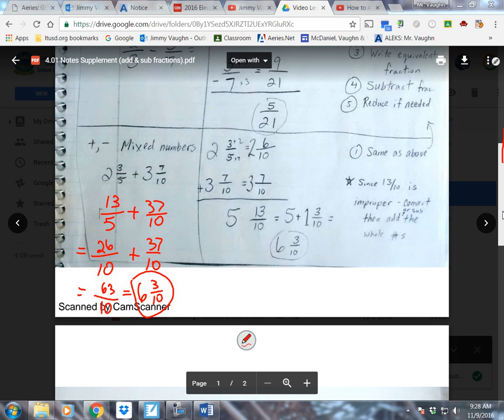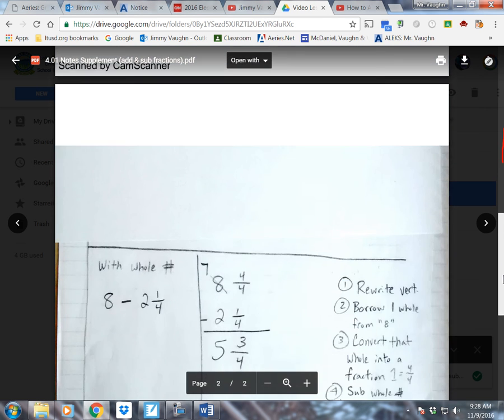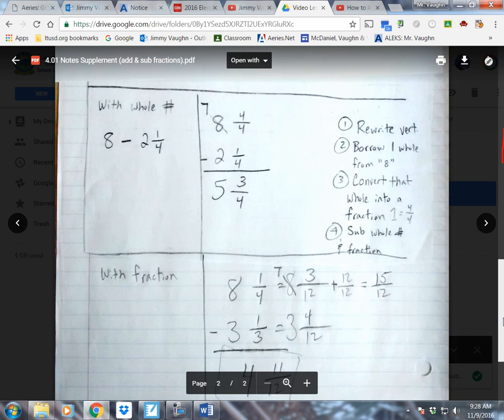I used to always do it the vertical way, and then I'm thinking lately that converting to improper fractions might be alright too. So, what other situations might you run into? That's on the second page of the notes, right here, especially with subtraction. So here we have a whole number, 8 minus 2 and 1/4. So as I'm rewriting this vertically, 8 minus 2 and 1/4, I have nothing to subtract that 1/4 from.